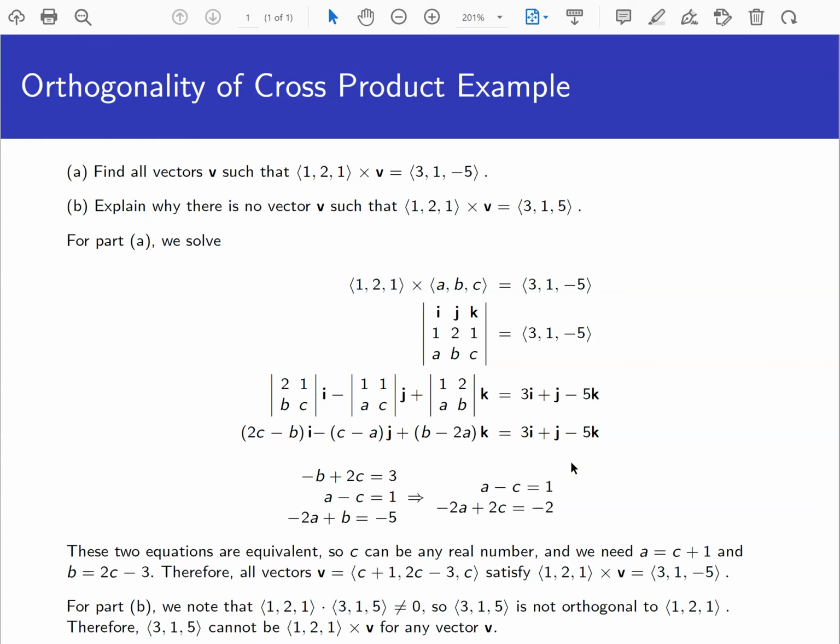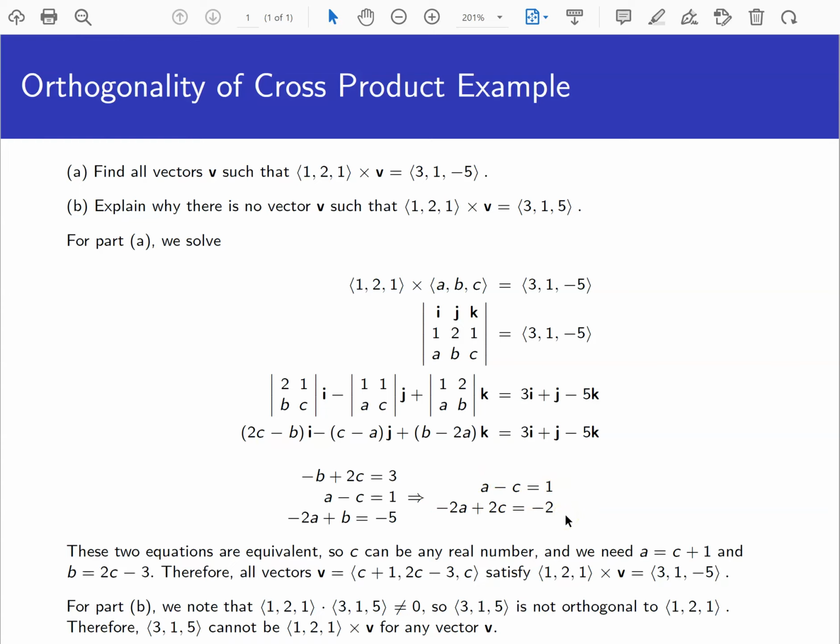If we look at the first equation and the third equation, if we add those two together, notice that the b's will cancel each other out. So when we add those two equations together, we get the equation negative 2a plus 2c equals negative 2, along with the equation a minus c equals 1. These two equations are actually equivalent to each other. If you were to multiply the second equation by 2 and add, you get 0 equals 0. Those two equations are giving you the same information.